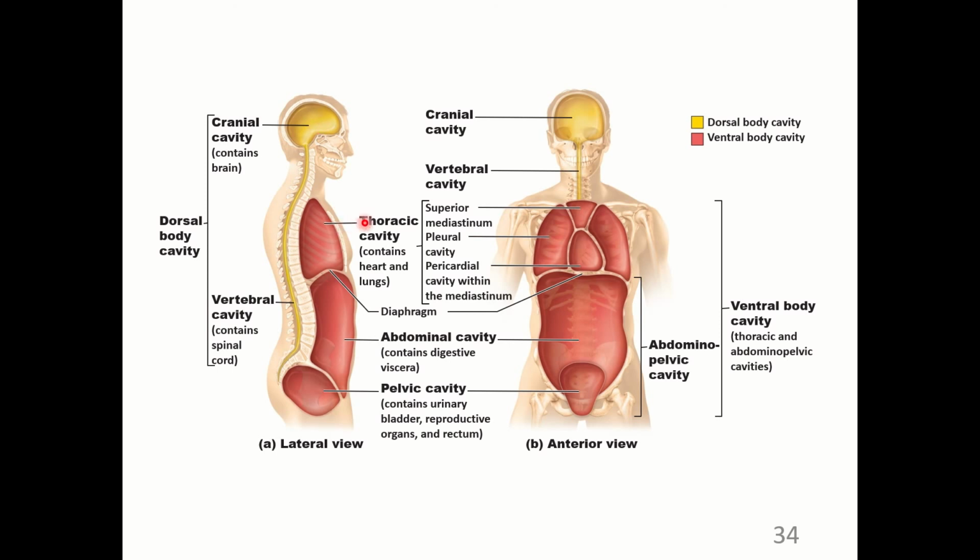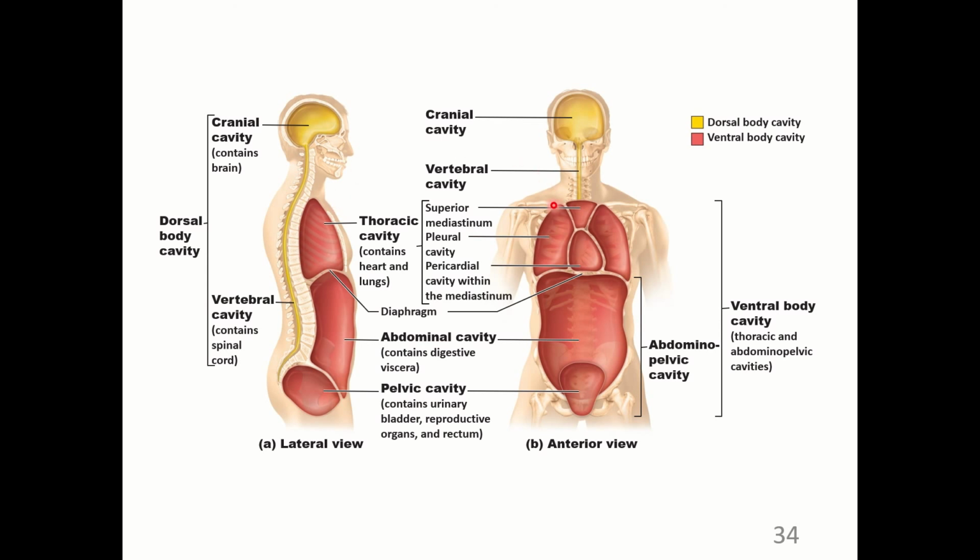The ventral body cavity is on the belly side, and in a human, that will be synonymous with anterior. The ventral body cavities include the thoracic cavity, the abdominal cavity, and the pelvic cavity. Serous membranes are the membranes that line the ventral body cavities.